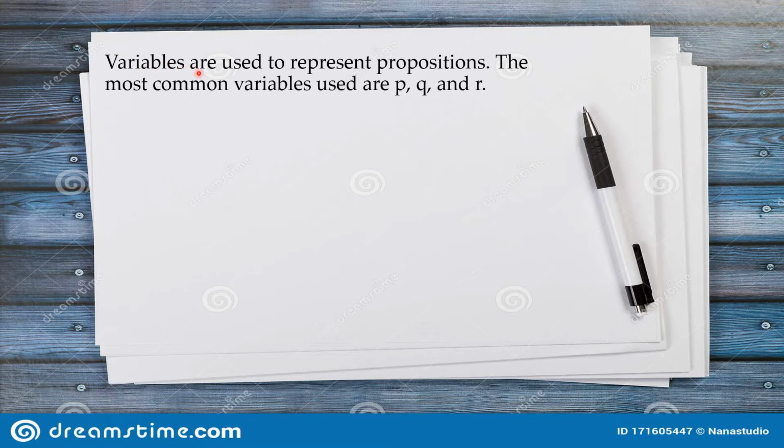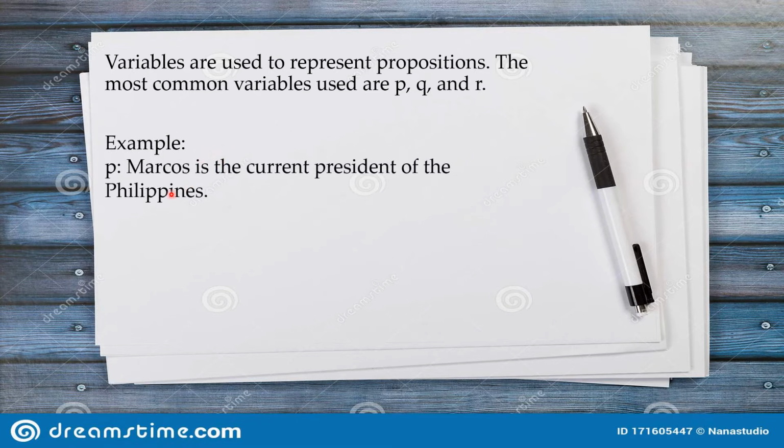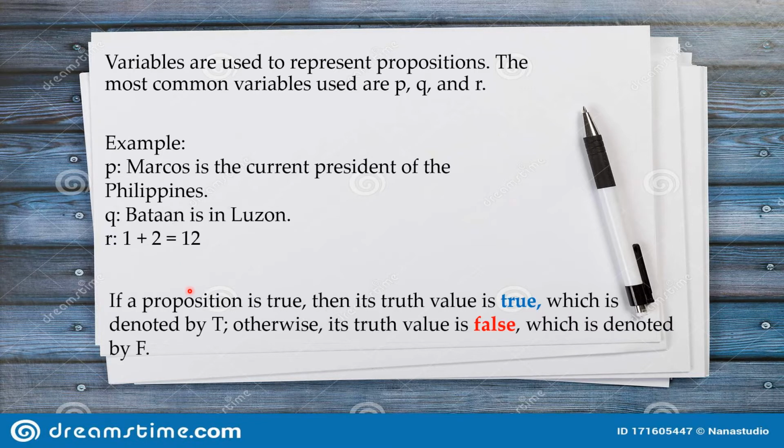Next, variables are used to represent propositions. The most commonly used variables are small letter p, small letter q, and small letter r. Let us have these examples. Proposition P, Marcos is the current president of the Philippines. Proposition Q, Bataan is in Luzon. Proposition R, 1 plus 2 equals 12.